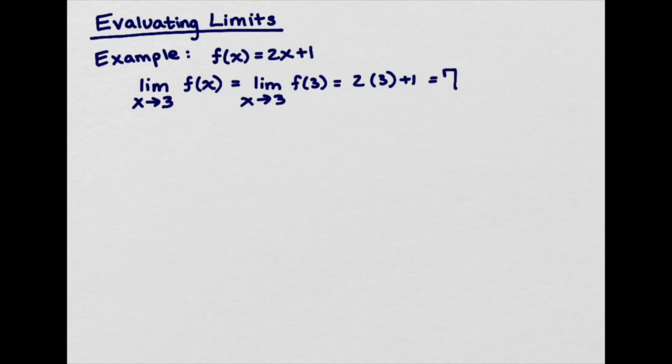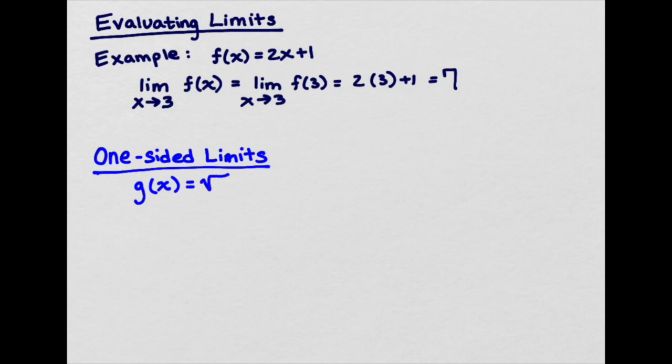But what if we encounter a limit that seems a bit trickier? That's where the one-sided limit comes into play. It's kind of like taking a detour to approach the point from a specific direction. So for example, consider the function g of x equals the square root of x. We want to find the limit as x approaches 0 from the positive side.